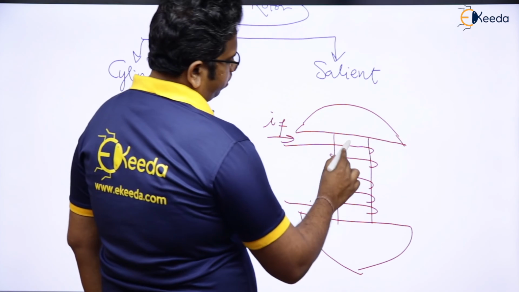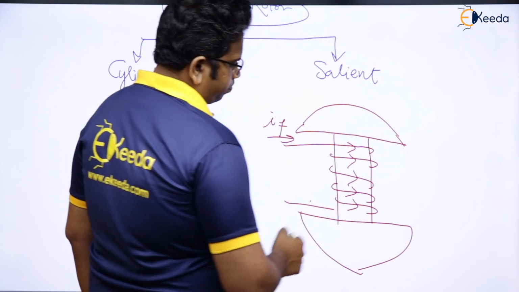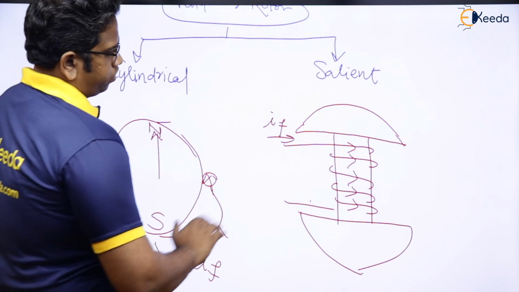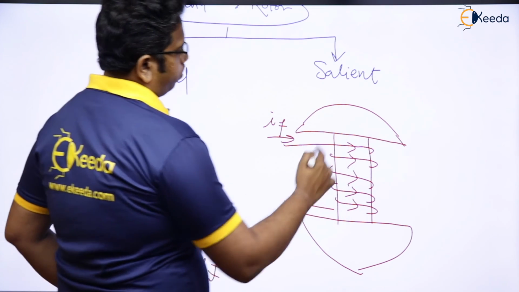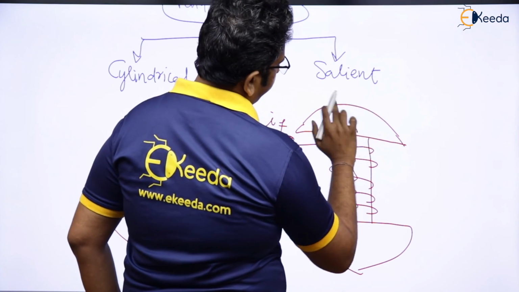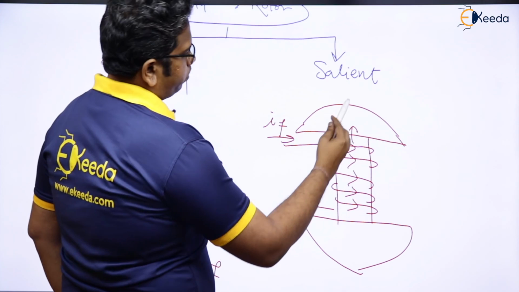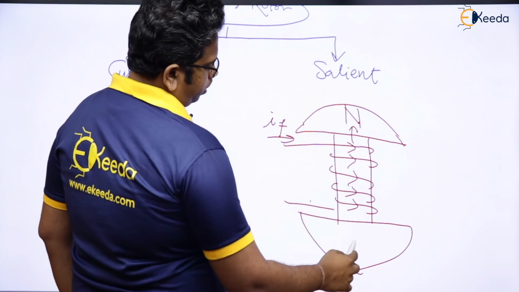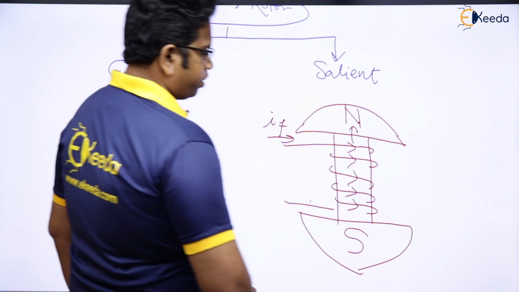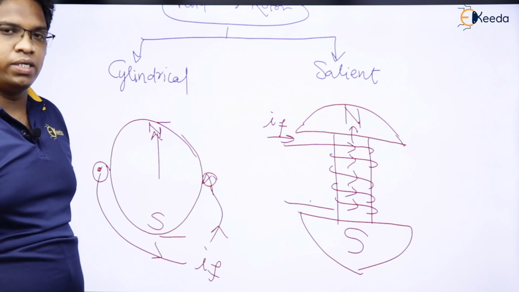The moment IF current is flowing here, what is going to happen? See, flux is going to be upwards. Flux going upward means, from here, if you think this is the structure of the rotor, outgoing flux will be there. Flux is outgoing, which means this becomes north pole and this complete part becomes south pole. I hope it is clear.